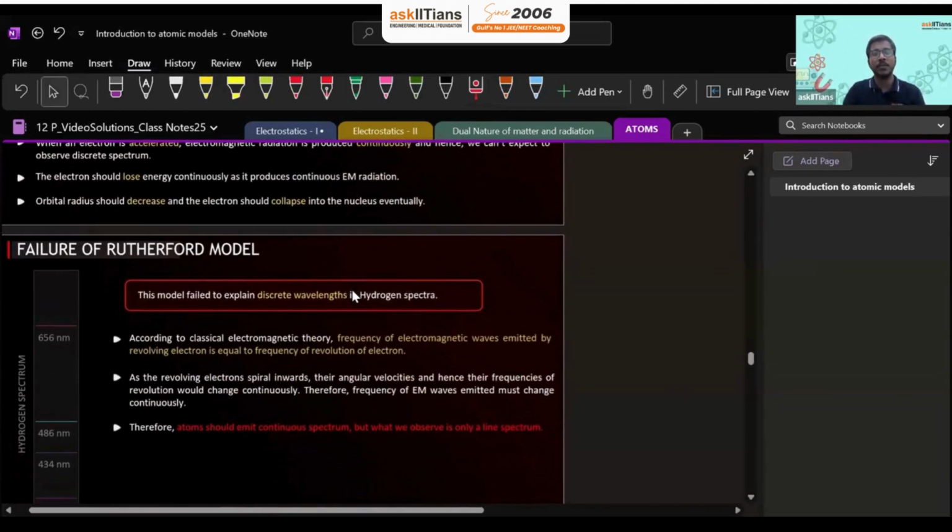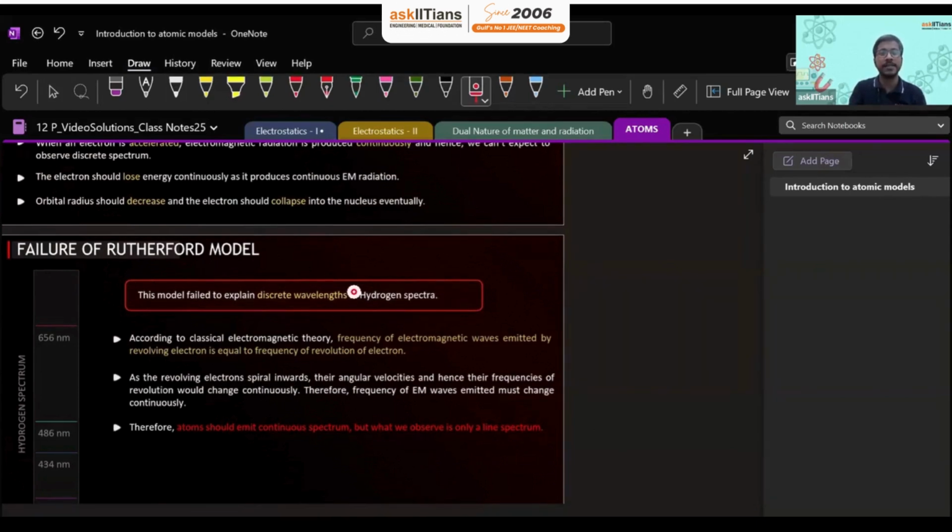Another important point is it was not able to explain the discrete wavelength in hydrogen spectrum. Same thing we saw two slides back, right? According to classical electromagnetic theory, the frequency of electromagnetic waves emitted by a revolving electron is equal to the frequency of revolution of the electron. As the revolving electron spirals inwards, their angular velocities and hence their frequency of revolution would change continuously. Therefore, the frequency of electromagnetic waves emitted must change continuously.